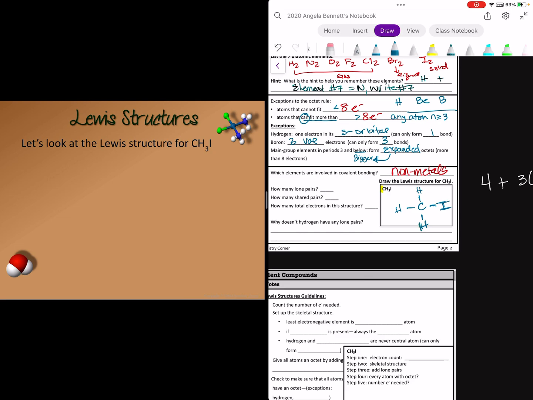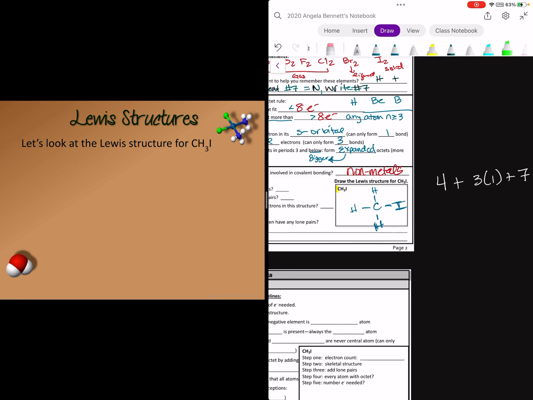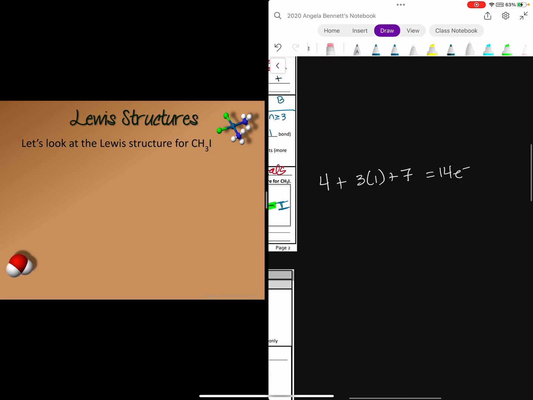Okay, and so when I did that, let's take inventory of the electrons that we just drew. 2, 4, 6, 8. So I just used up 8 electrons. So of my 14, I just used 8 electrons. So let's do some quick math. That means I have 6 electrons left.